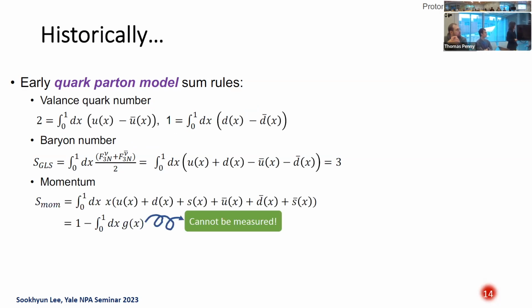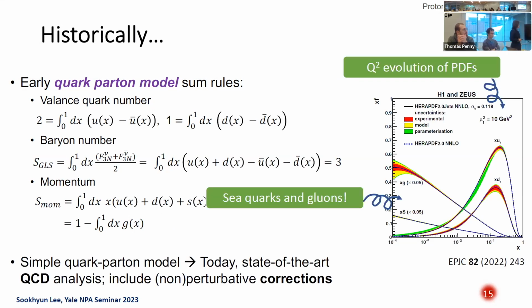Another example is the momentum sum rule. The gluon momentum cannot be measured directly, so you have to rely on the momentum sum rule to infer their contribution to the proton momentum. As we know, this is too naive a model to describe all the existing data in the world. People had to make modifications to the model, and one of the most important things is that the PDF depends on the hardness of the scattering, expressed as Q squared, and also that sea quarks and gluons have sizable contributions to the structure.